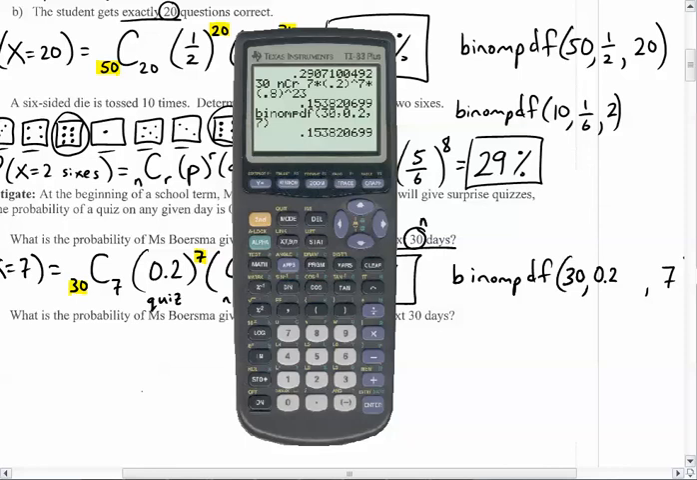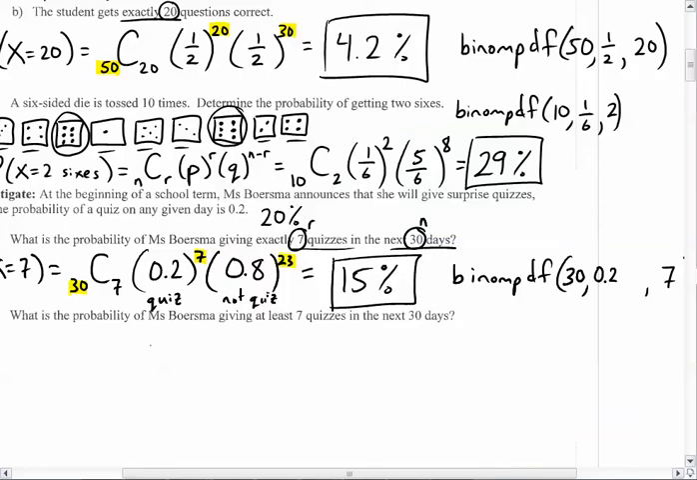And here's where we get to the new stuff. What's the chance that I'll give at least 7 quizzes? So I'll show you 3 ways to solve this problem. At least 7 quizzes. First of all, what we could do is add up the chance of having 7 quizzes, or 8 quizzes, or 9 quizzes, or 10 quizzes, all the way up to 30 quizzes.